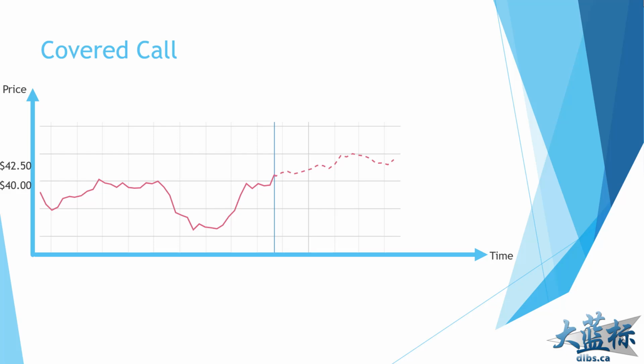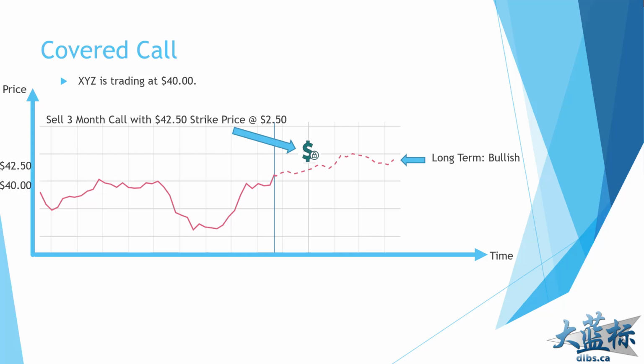So, a quick recap of the covered call. If you have a stock where you're somewhat bullish, and let's say it's trading at $40 today. So long term, you're still bullish. That's why you bought the stock. And you would be selling a little bit out of the money. So let's say $42.50 is the strike price with a 3-month expiration, and you collect $2.50 in premium.